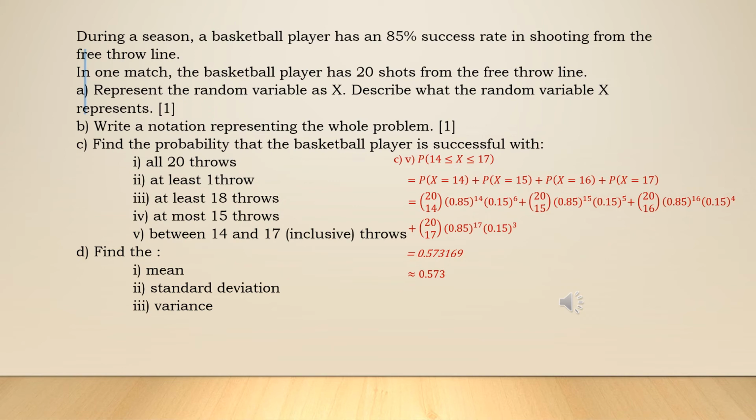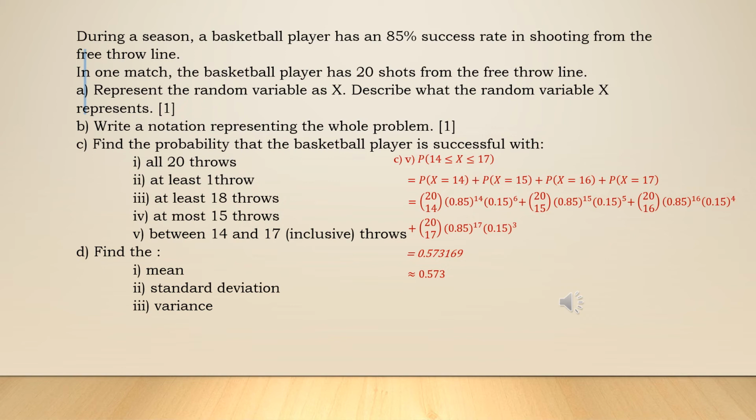Next, we find the probability that a basketball player is successful with between 14 and 17 inclusive throws. So it means that we include 14 and 17. Mathematically, this means the probability of 14 less than or equal to x less than or equal to 17. We solve this by getting the probability where x equals 14 plus the probability where x equals 15 plus the probability where x equals 16 plus the probability where x equals 17. Or we use the formula. You can follow the formula for binomial distribution.